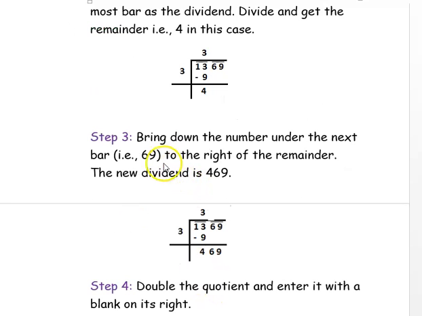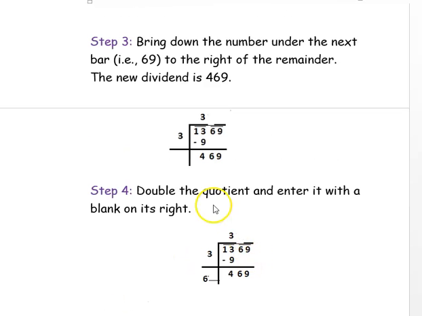The next step, I am going to bring the next pair down. So the next pair is 69. I have written it down and the new dividend is now 469. The next step, I have doubled the quotient. Here the quotient is 3, so I have doubled it. It will become 6. And I have written that 6 here with a dash, okay, with a blank on its right.